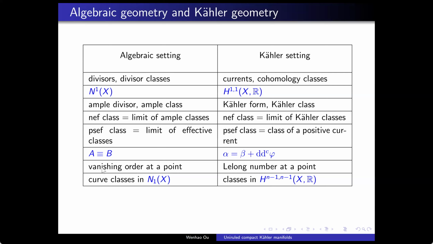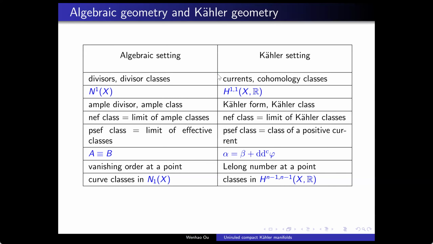If we want to investigate the vanishing order of a section of a line bundle at a point, we consider the Lelong number at the point instead. For the dual part of this N upper one, we have this N lower one. This is the vector space generated by curve classes. In the Kähler setting, we consider H^{n-1,n-1}(X,R), where n is the dimension of X.